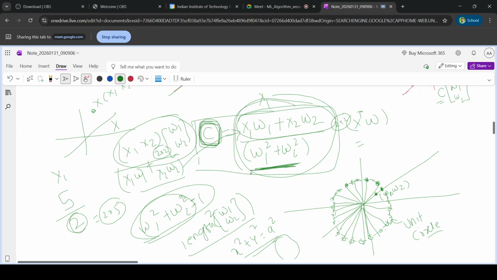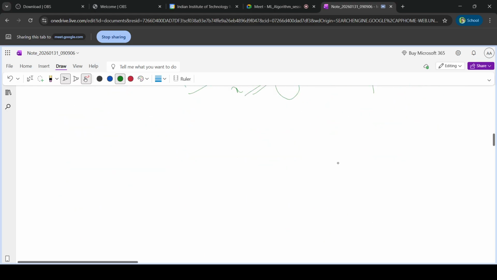Okay, now I understood that there is one point outside the line and I'm just projecting the point onto the line, and the point on the line is nothing but c comma w. In this c comma w, I got the c value, which is x1 w1 plus x2 w2 divided by w1 square plus w2 square, and this into your w. So here I will just draw it.